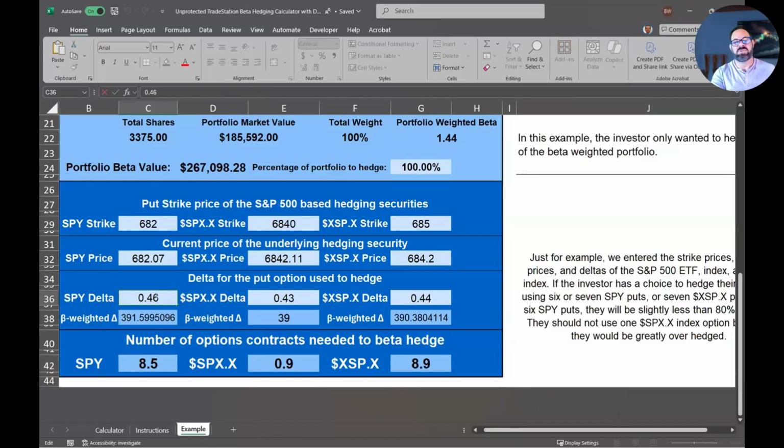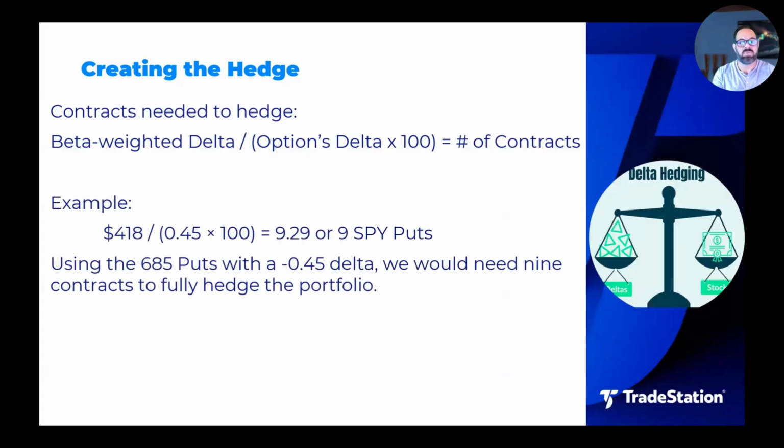This is assuming you're using an at the money option. What if you decide you want to go a little less and perhaps spend a little less by going to an out of the money option? You would just simply change the delta of the option you choose. I think I have an example of that rather than going through all this.